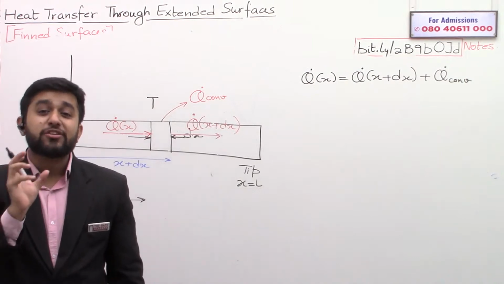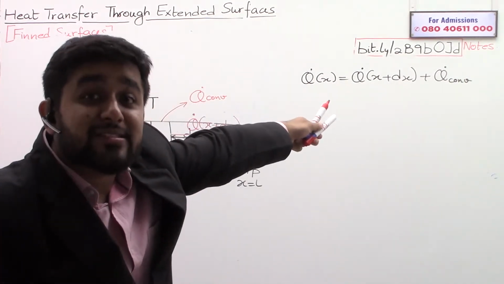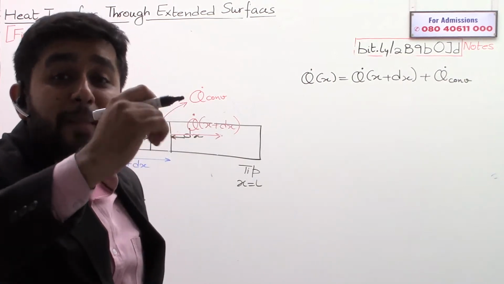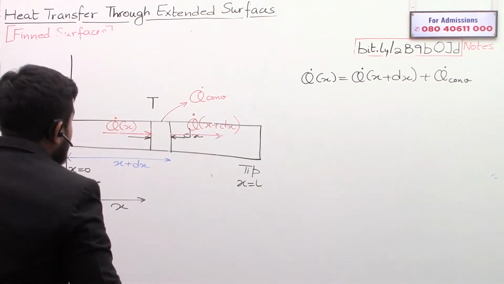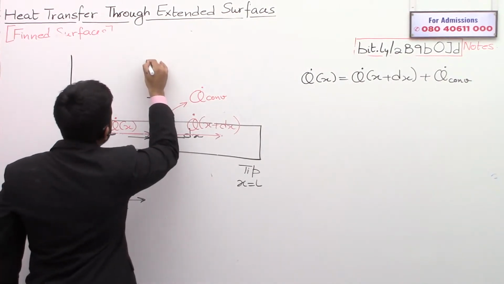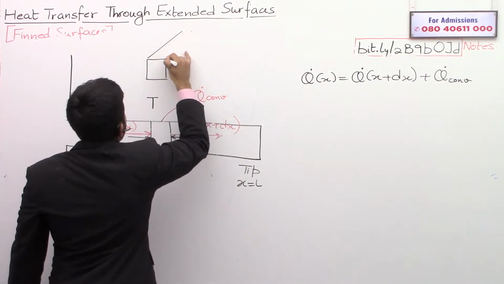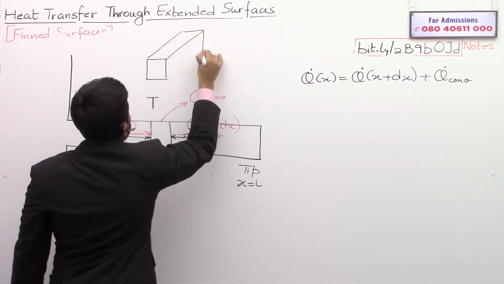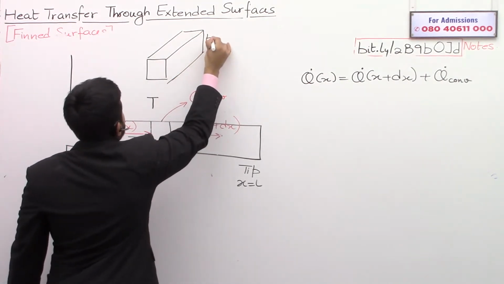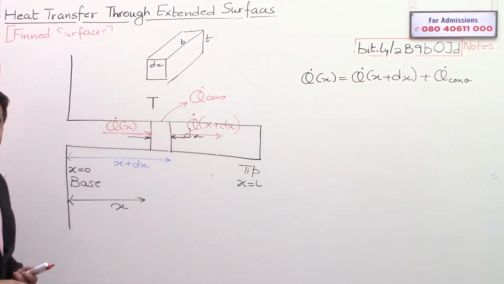Please note Q dot x and Q dot x plus dx are conduction terms, conduction inside the material. And that term is convection, convection from the peripheral area. Let us see what that peripheral area is. If I draw the element, it will look like this. This is the element in 3D. This is T, this is B, this is dx, right?